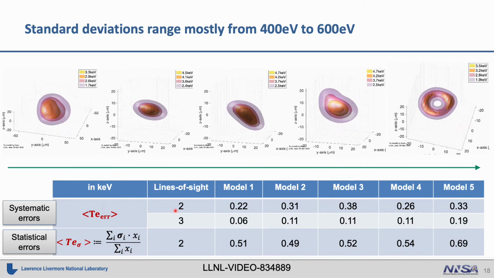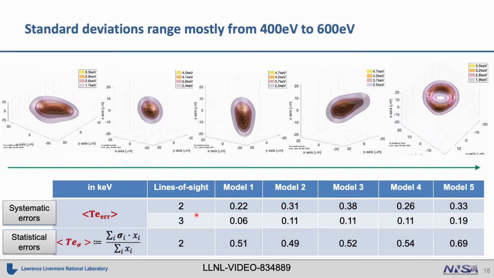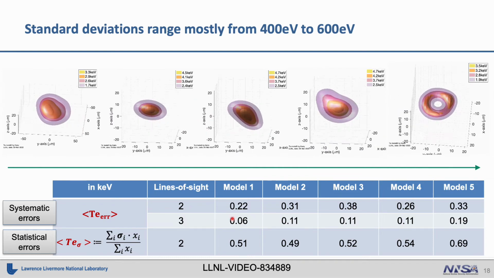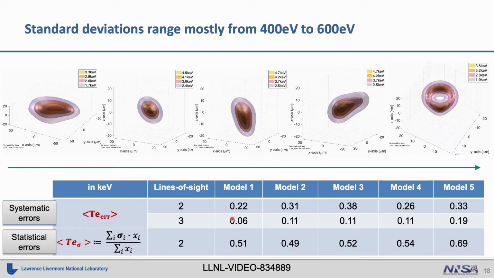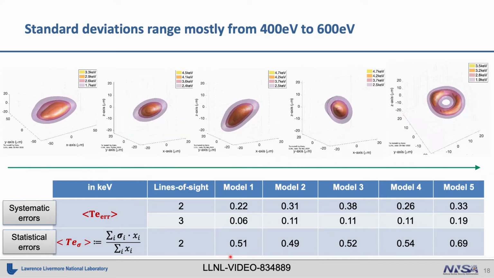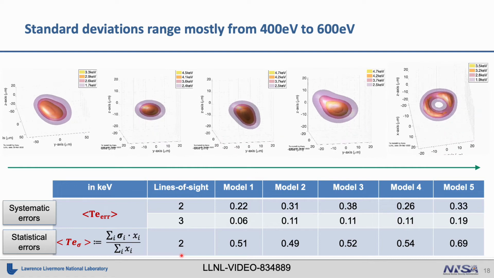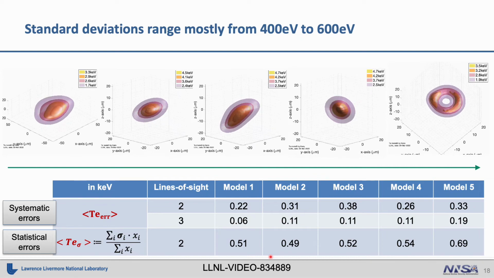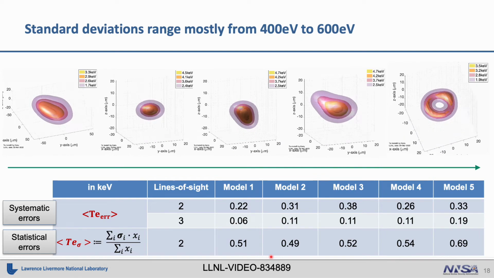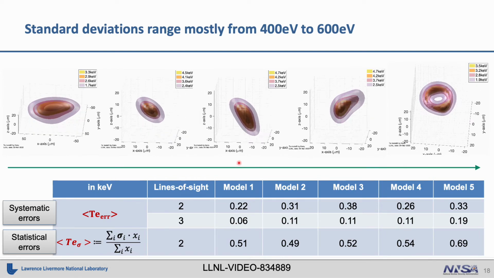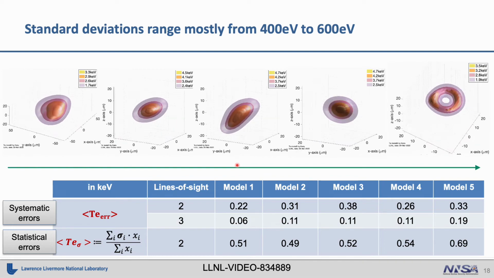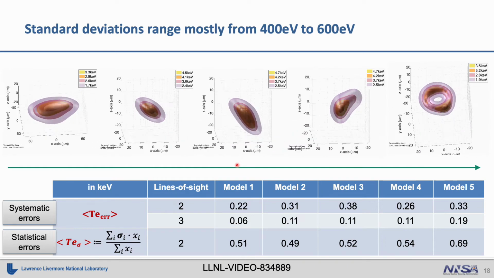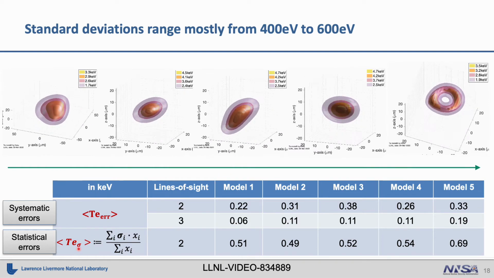And here, across all the 5 models, in the systematic error, by fielding an extra line of sight, we reduce the error by 2 to 3 times very consistently across different models. And for the statistical errors, in all these 5 models, we observe that the standard deviation ranges from 400 to 600 eV.